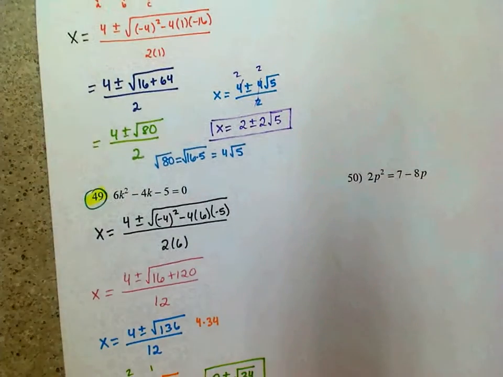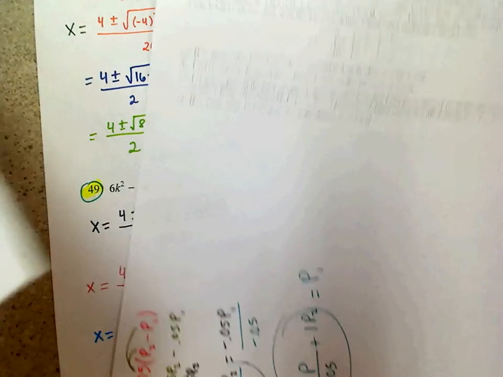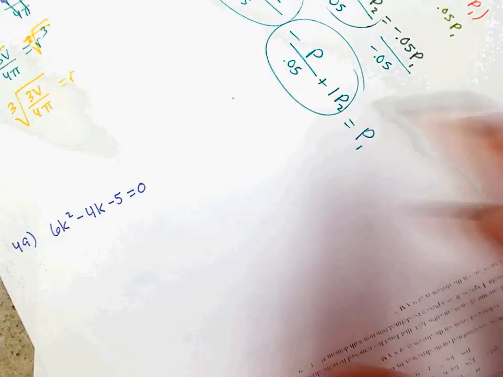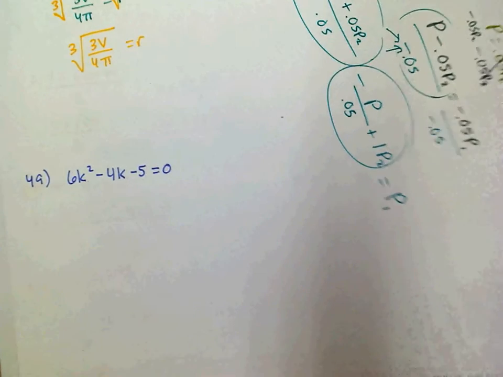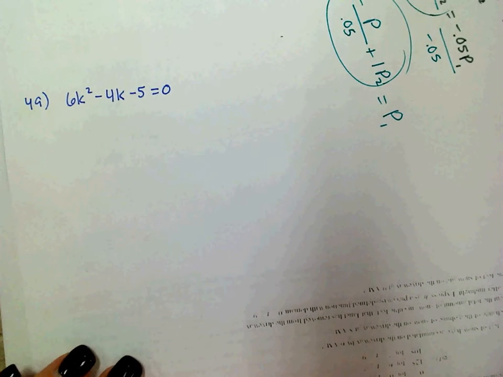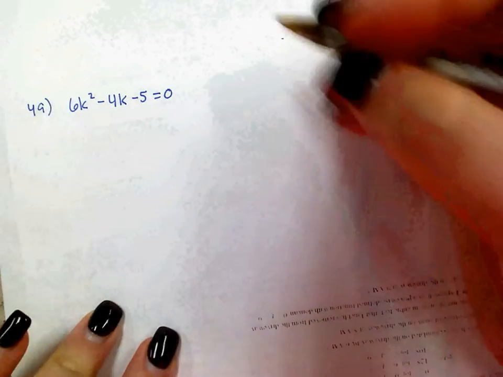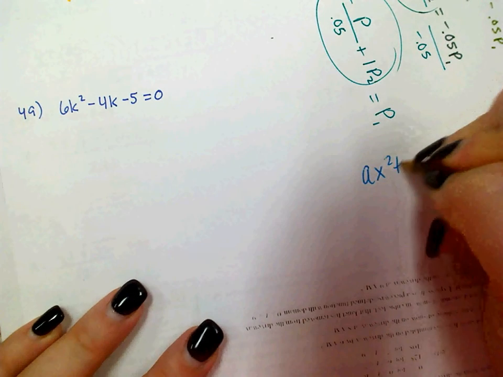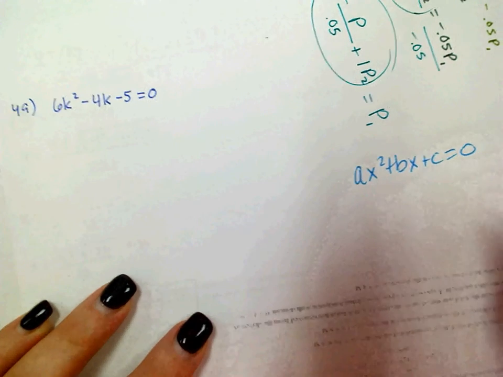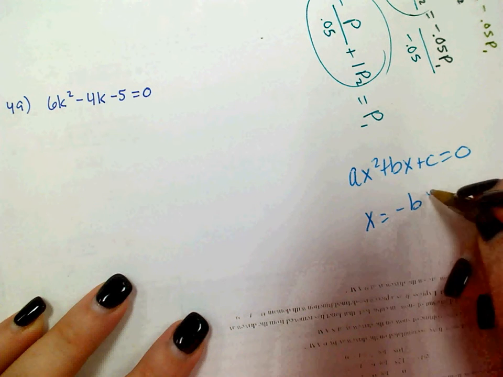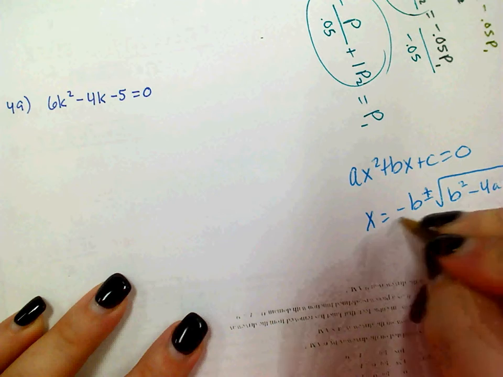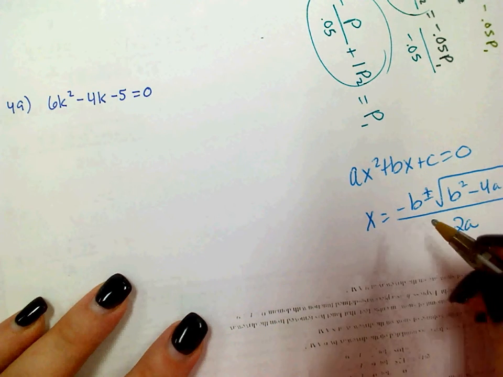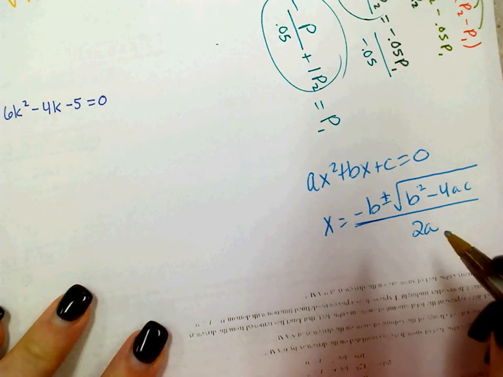Let's go to number 49, which I already did, so I'm going to put it right here. So 49 is the quadratic formula, and you've got the function 6k squared minus 4k minus 5. So the idea is to solve ax squared plus bx plus c equals 0 using the quadratic formula, which is x equals negative b plus or minus square root of b squared minus 4 times a times c, divided by 2a. All of it. I saw a lot of us not writing the division symbol over the negative b, and that really needs to happen.